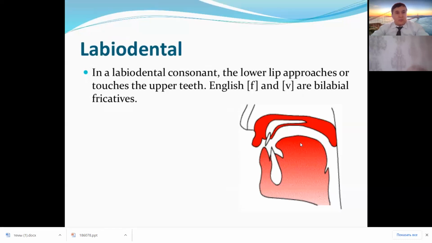The next one, labiodental. In a labiodental consonant, the lower lip approaches or touches the upper teeth. English F and V are labiodental fricatives. At home, if you have time, try to practice these sounds and you will notice that your lower lip will touch your upper teeth.